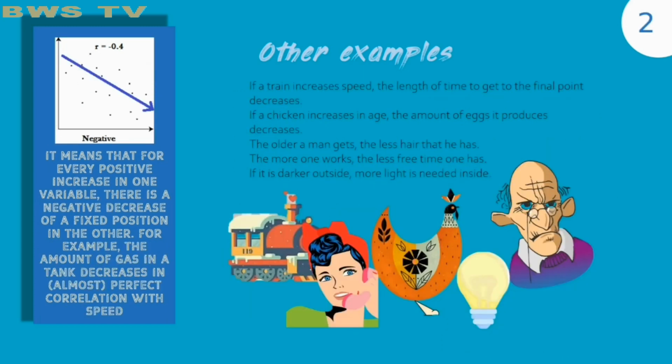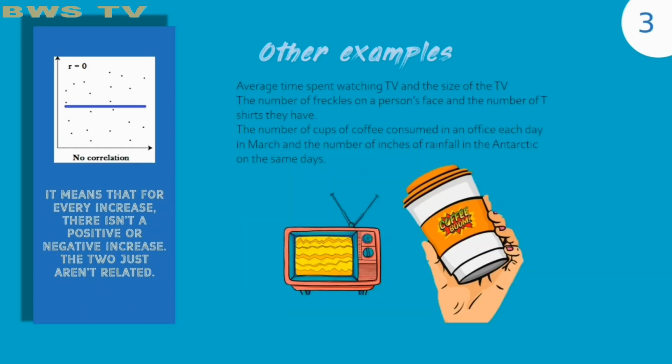A negative correlation means that for every positive increase in one variable, there is a negative decrease of a fixed proportion in the other. For example, the amount of gas in a tank decreases in almost perfect correlation with speed. No correlation means that for every increase, there isn't a positive or negative increase. The two just aren't related.